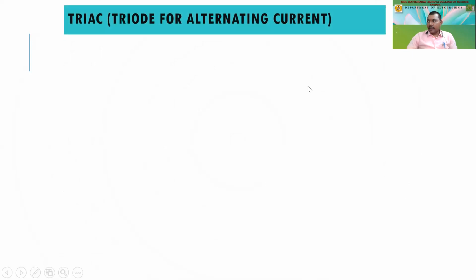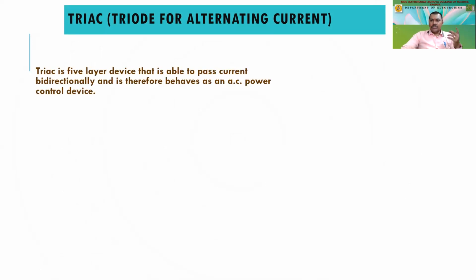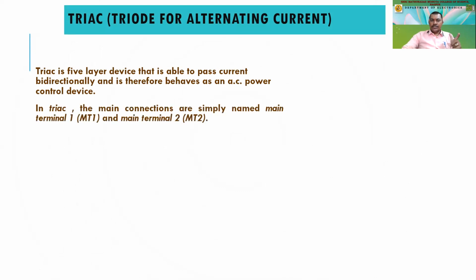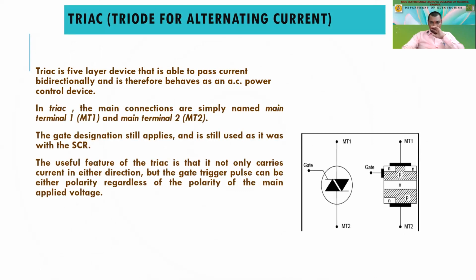The second one is the triac. Now remember, as you have studied, the SCR only works in one direction. That is why it is called a rectifier, which conducts only in one positive half cycle, right? The triac, in the other case, is a 5-layer device in which we have two SCRs connected back to back. When we connect two SCRs back to back, one SCR will conduct in one direction and the other SCR will conduct in the other direction. This is the construction of the triac.